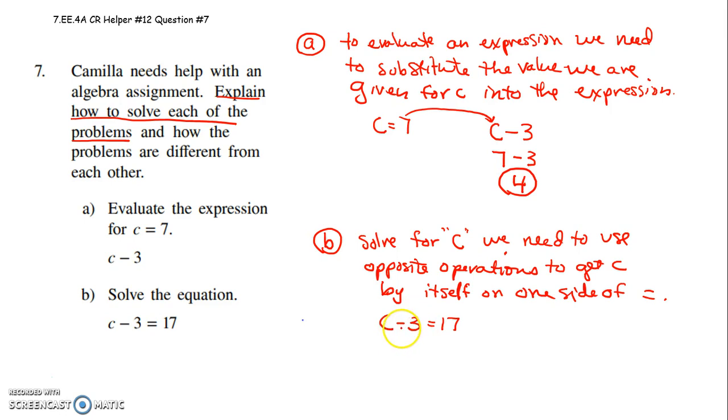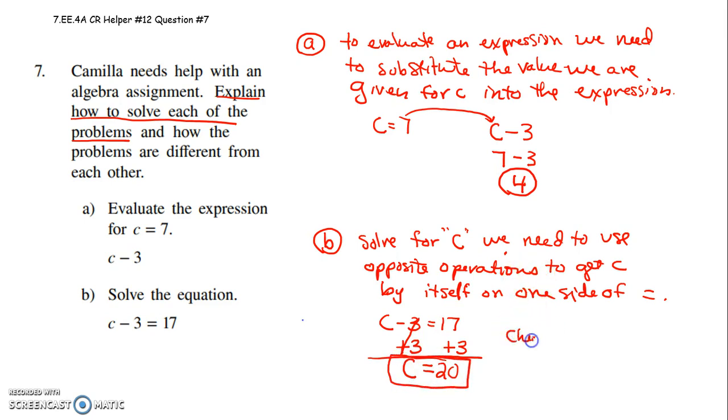What's the opposite of subtraction? The opposite of subtraction is addition. So if I add 3 to the left side of my equal sign, that will zero out. But if I'm adding 3 to the left side of an equal sign, I must also add 3 to the right-hand side. Minus 3 plus 3, bye-bye, those zero out. So on this side, I'm just left with C. I'm left with my equal sign, and 17 plus 3 is 20. So for that second one, I get C equals 20.